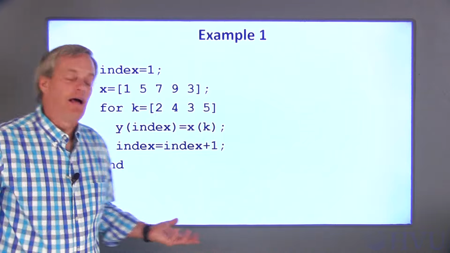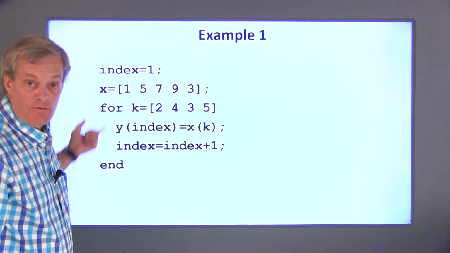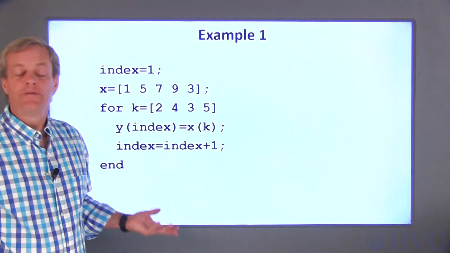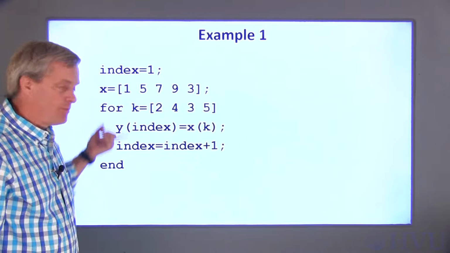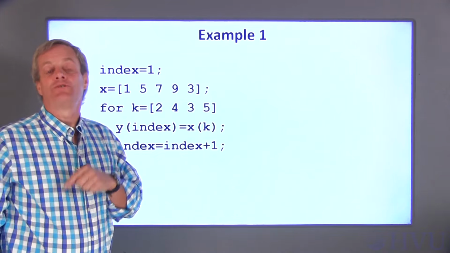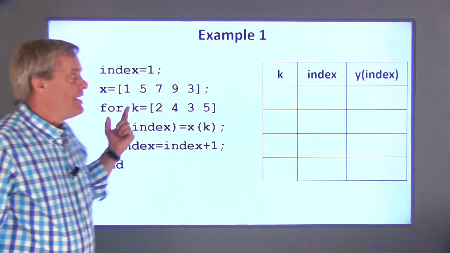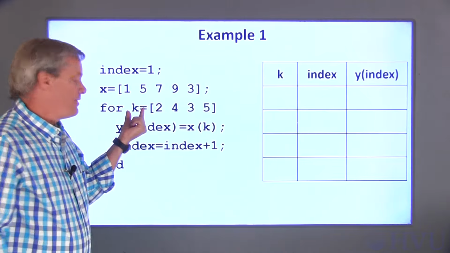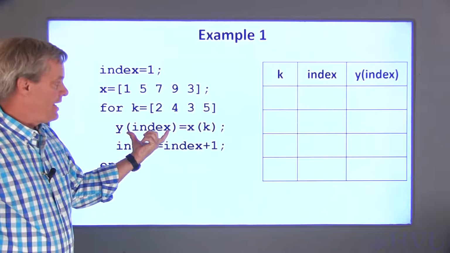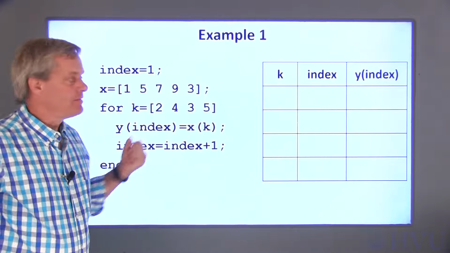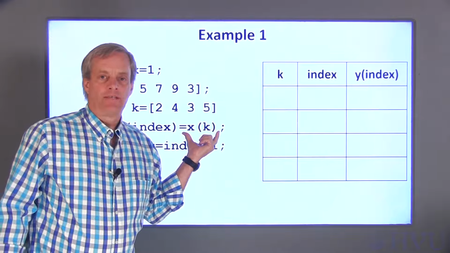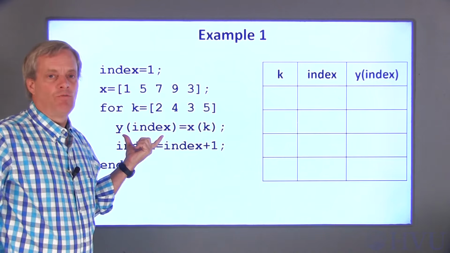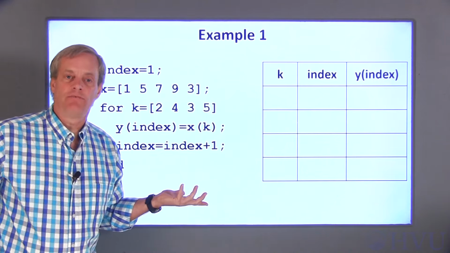In my first example, I want to determine what the variable y is as a result of this code. Probably the most reliable way to determine the result of a for loop is to create a table that gives the variables created by the loop as the looping structure progresses. In this particular case, there are probably three variables that we want to keep track of: the value for k, index, and y of index. There's also another variable x of k that I could potentially keep track of here, but since it's set directly equal to y of index, I think I don't need to keep track of it.